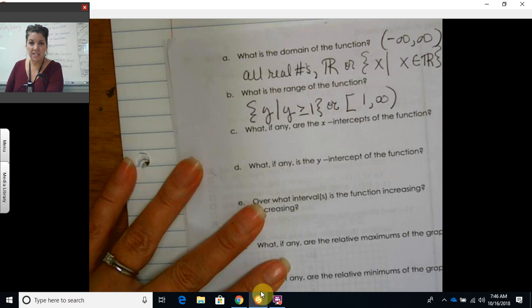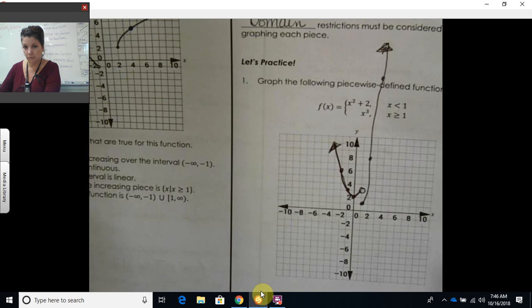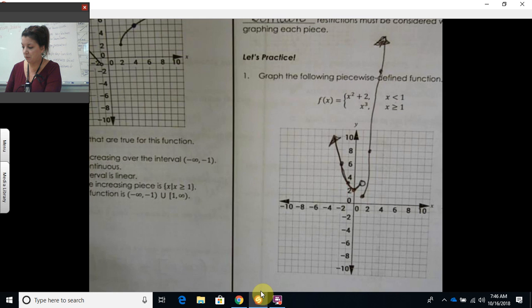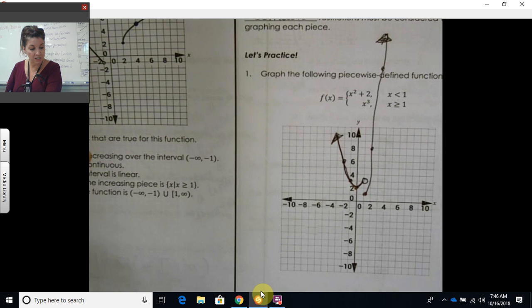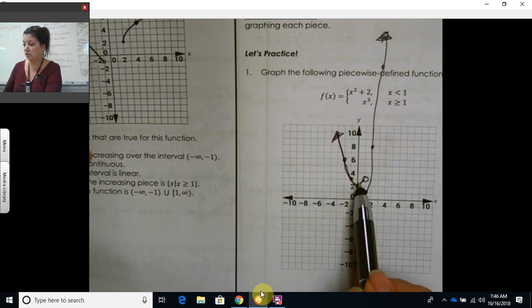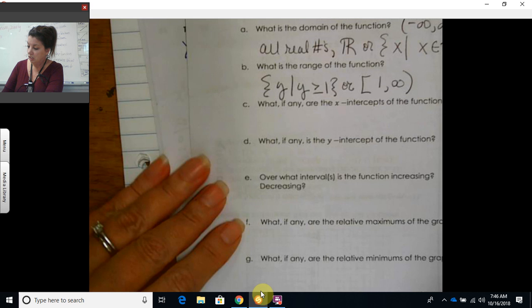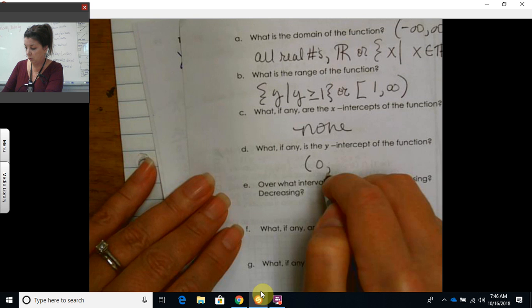C, what, if any, are the x-intercepts of the function? That was a y-intercept. Do we have any? No, there are none. So I'll flip back over in a minute and write that, but let's look at part D. What, if any, is the y-intercept of the function? That's it, right? So when x is 0, y is 2. So there were no x-intercepts, and the y-intercept, when x is 0, y is 2.